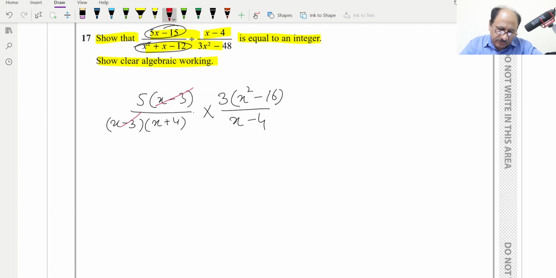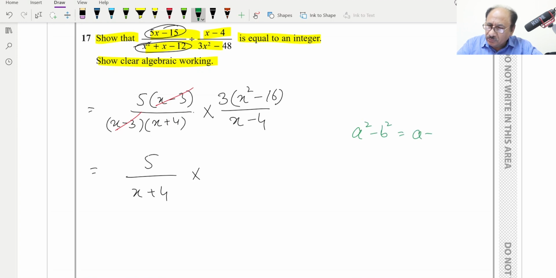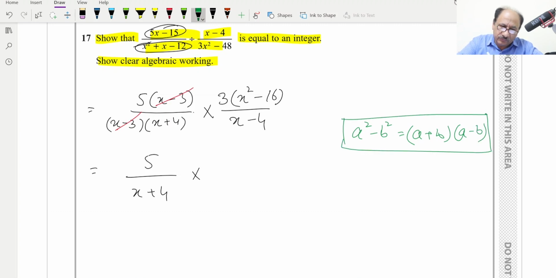After factorization, this will be cancellation, and now the next step will be 5 over x plus 4, and we will be applying the formula over here: a square minus b square is equal to a plus b into a minus b. This is the formula which you will have to memorize.